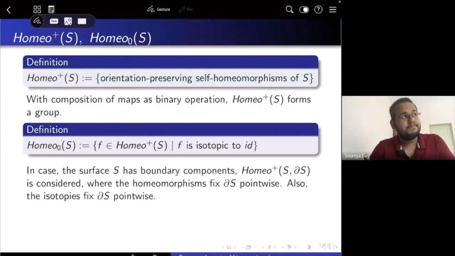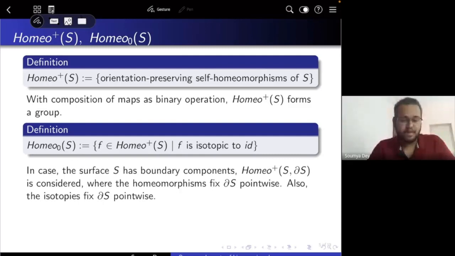Now, given such a function space, you can always take composition of maps, and under this composition, which is a binary operation, in our case, it forms a group. So Homeo+(S) has a group structure. It has a subgroup which is Homeo_0(S). What is that? You consider all f in Homeo+ which are isotopic to the identity map. It can be checked that this is actually a normal subgroup of Homeo+.